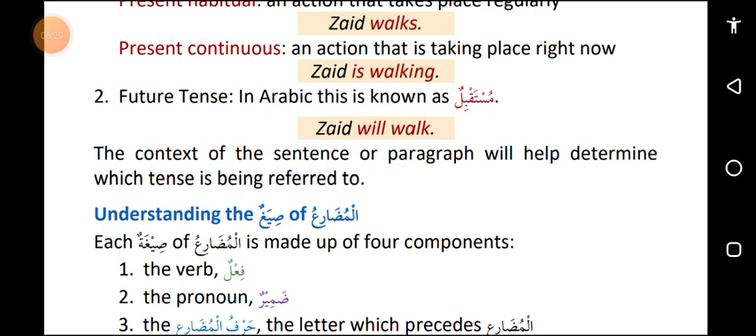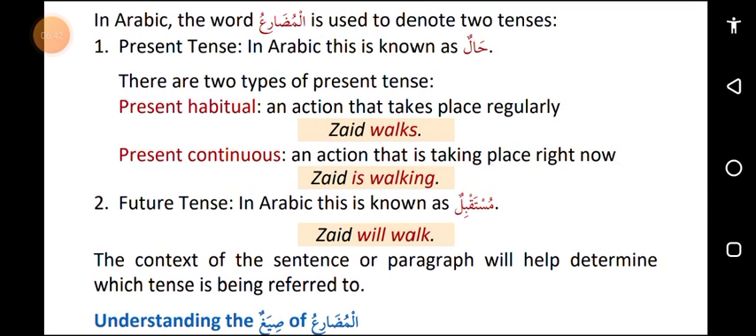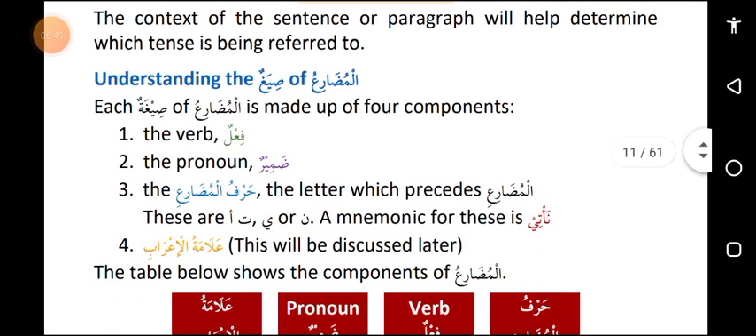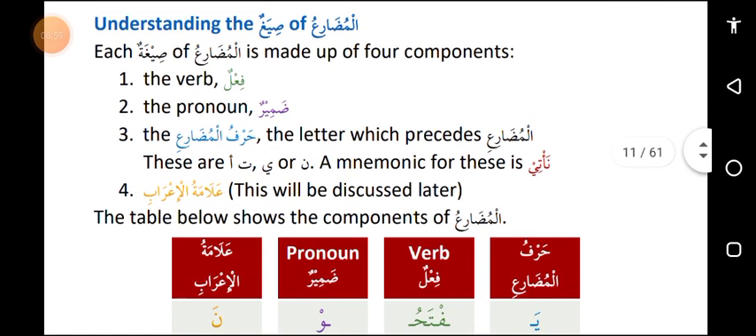Okay, the context of the sentence or paragraph will help determine which tense is being referred to. When you see a word from fi'l al-mudari', the qara'in will be there in the sentence to figure it out. So, the understanding of the siyagh of fi'l al-mudari', right? In this case it's also the same.